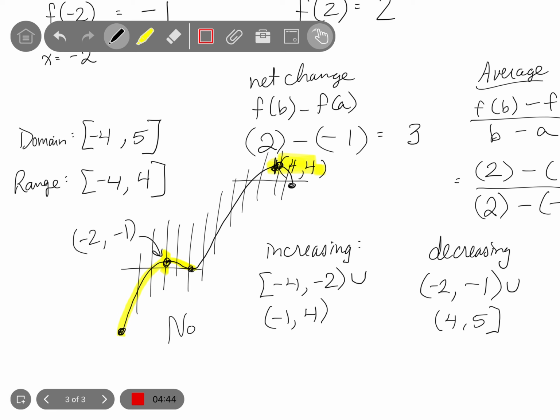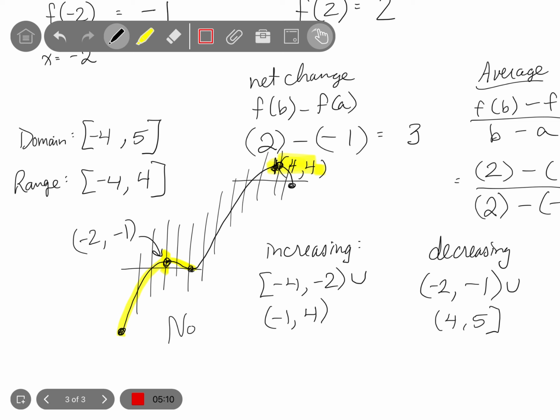Then as far as the increasing and decreasing goes, what I did was I found all the x coordinates, remember? And it started at negative 4. It worked its way up to negative 2. And then from negative 2 down to negative 1, it just took a little jog down. And then from -1 to +4, it was up. And then from +4 down to 5 was decreasing.